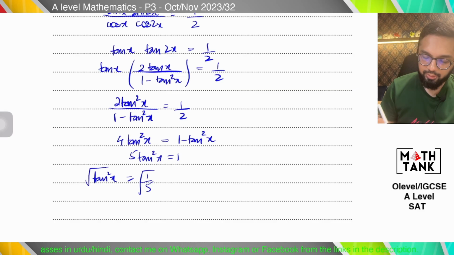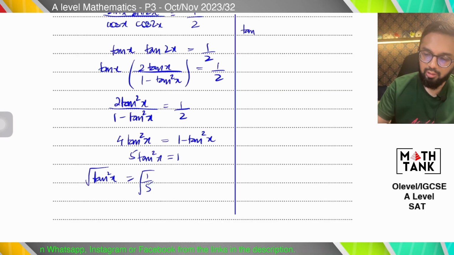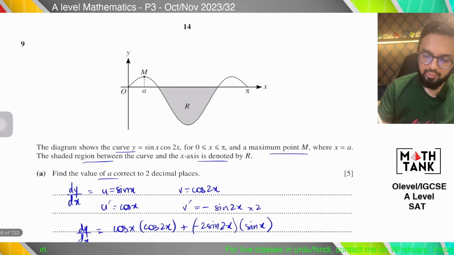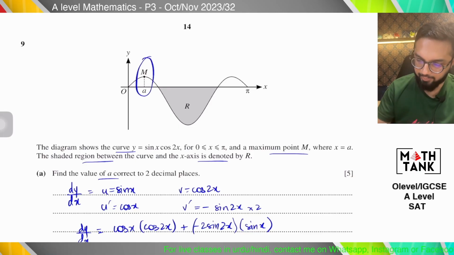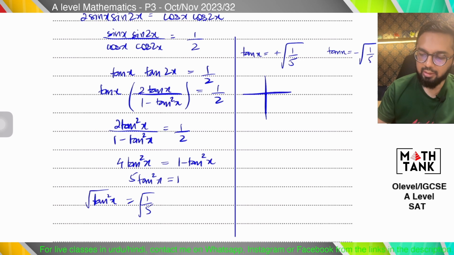I take a root. Either I get tan x equals plus root 1 over 5 or tan x equals minus root 1 over 5. Since this is in the first quadrant, I'm just going to take the positive one and find out alpha, and that should be the value of x squared.